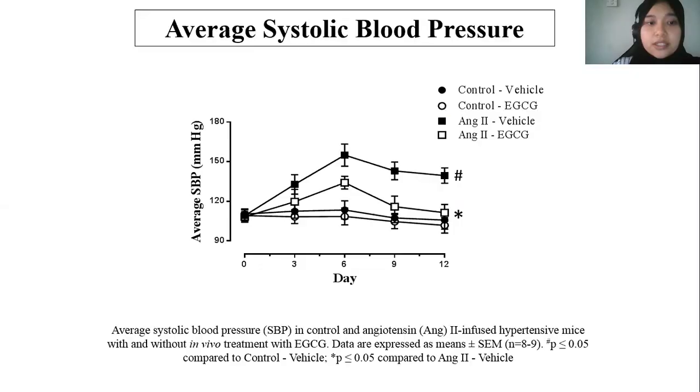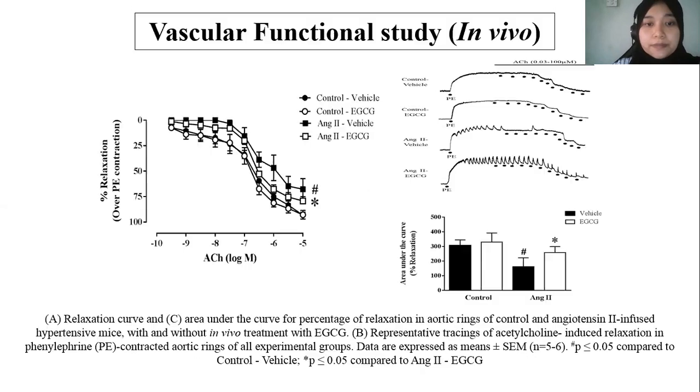The first result is systolic blood pressure. The basal systolic blood pressure for all animals was similar. Infusion with angiotensin 2 increased the systolic blood pressure of the animals starting on the second day, and this increase was continuous in angiotensin 2 infused hypertensive mice without EGCG treatment. But for the angiotensin 2 group treated with EGCG, there is also an increase in systolic blood pressure, but the increase is attenuated starting on the sixth day of treatment by EGCG. So this is the vascular activity study.